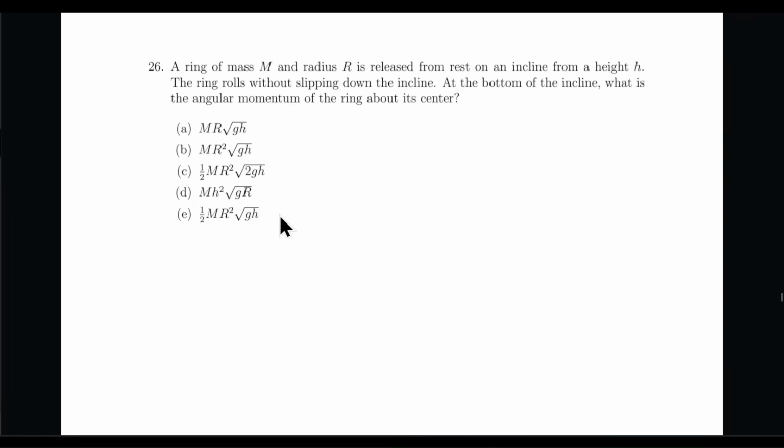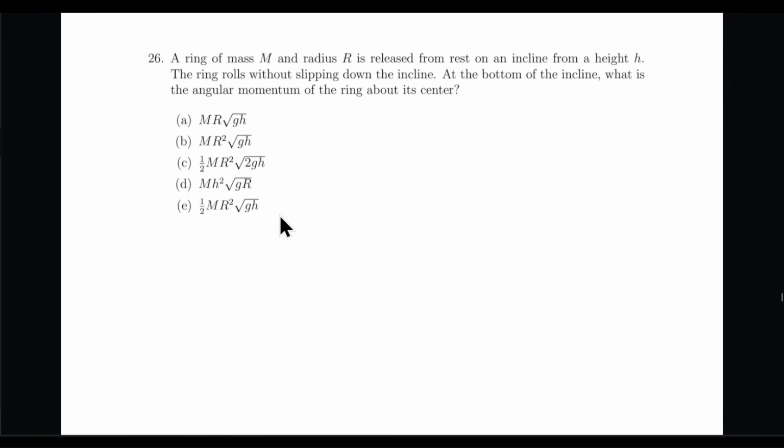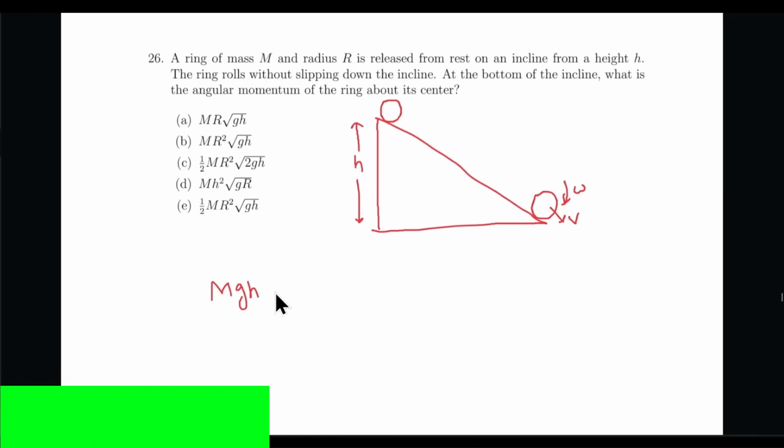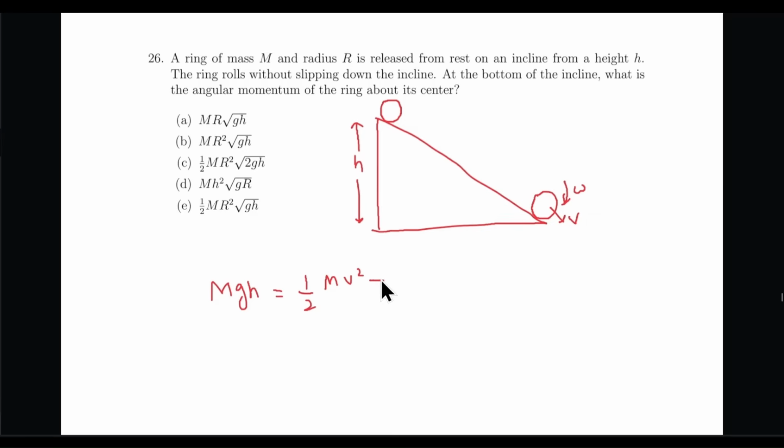Okay. A ring of mass m radius r is released from rest on an incline from height h. The ring rolls without slipping. At the bottom, what is the angular momentum of the ring about the center? So in other words, I need to find omega, and for omega, I need to conserve the energy. Let's say there is some velocity v and some omega at the bottom. The initial energy is just mgh, because this is the height over here, and the final energy is half mv square plus half I omega square. We are not given any I over here, right? So let's just keep I as I.